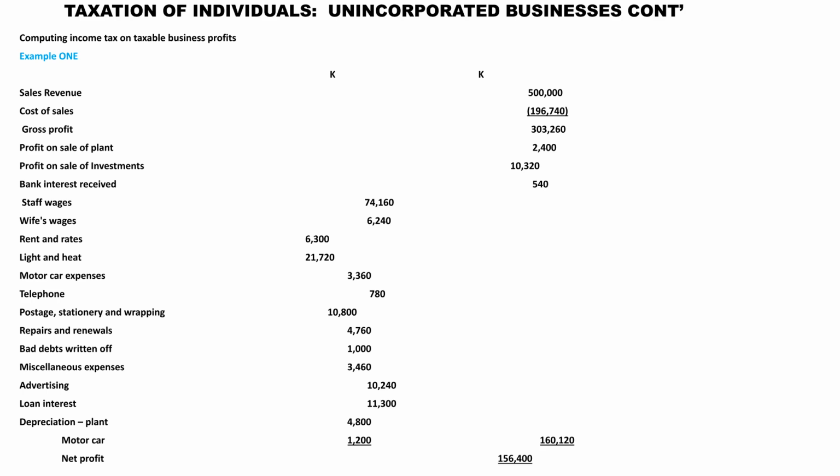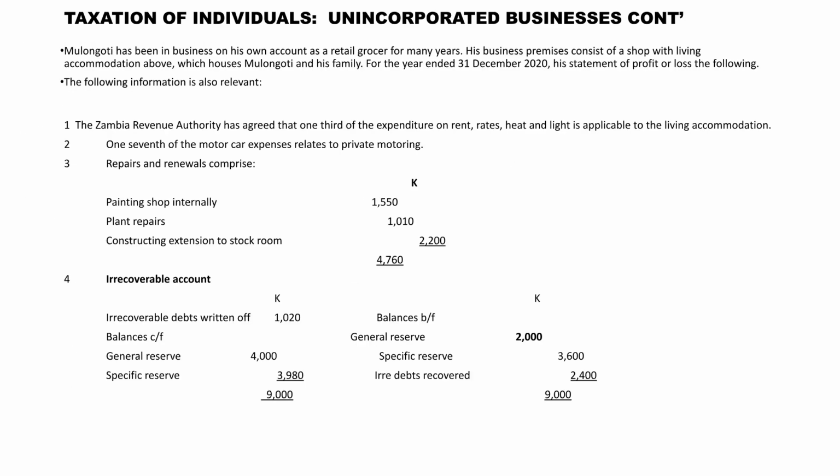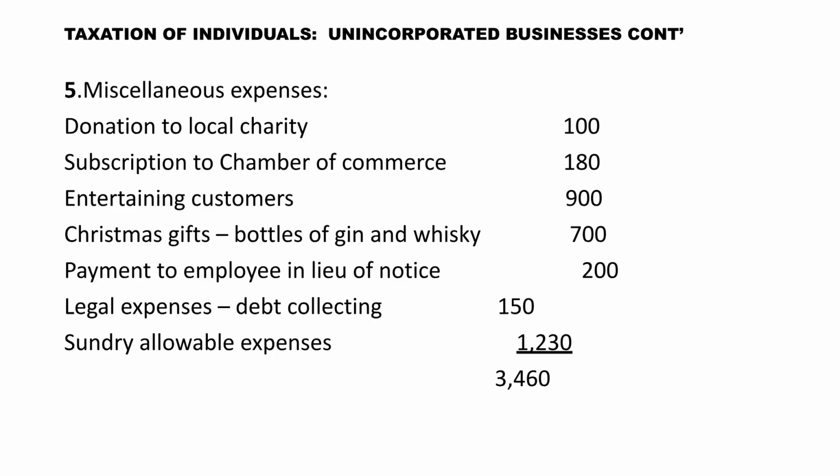This slide presents Mulongoti's statement of profit or loss for the year ended December 31st, 2020. We have additional information from Mulongoti's business. This includes details on personal use of business premises and motor car expenses, a breakdown of repairs and renewals, and an irrecoverable account. These details will be crucial for calculating the tax-adjusted profit. Here we see a breakdown of Mulongoti's miscellaneous expenses, including donations, subscriptions, entertainment, gifts, employee payments, and legal fees. Each of these items will need to be evaluated for its tax deductibility.